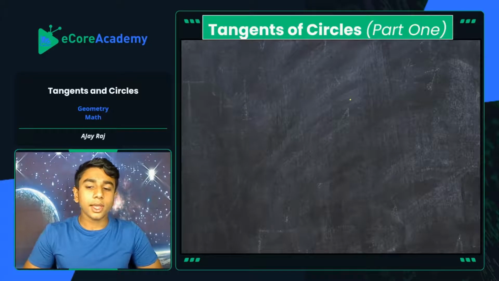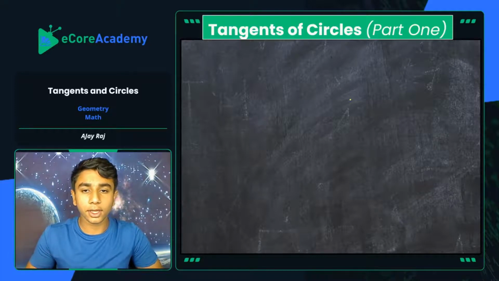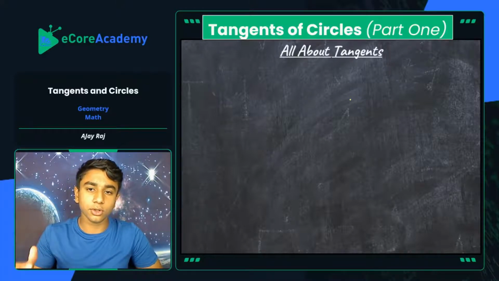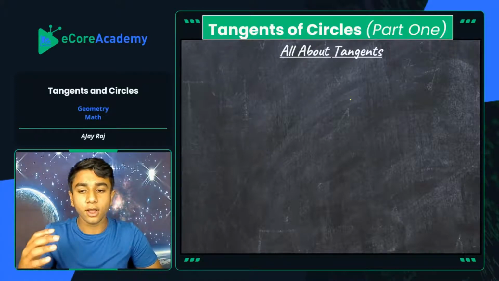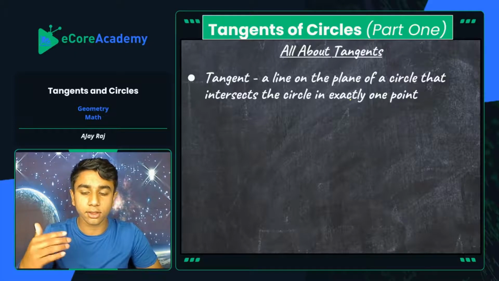Let's start off by looking at tangents of circles, their basic breakdown, what they are in their organic form, and then later on throughout this video, I'll be showing you the different branches of tangents. But for now, tangents of circles part 1, let's just focus all about tangents. So a tangent is a line on the plane of a circle that intersects the circle in exactly one point.